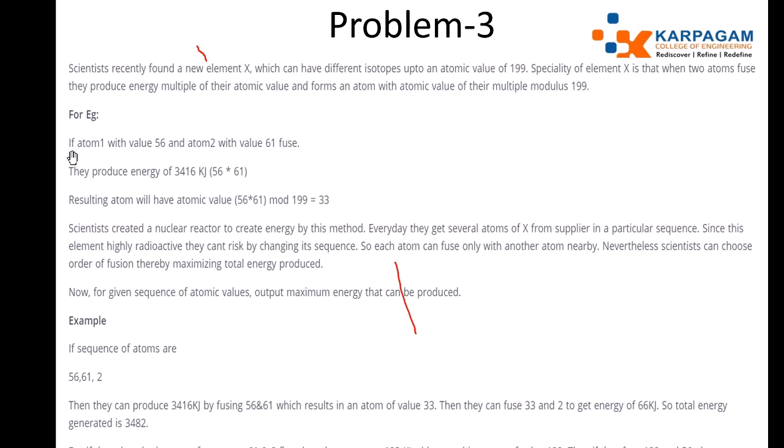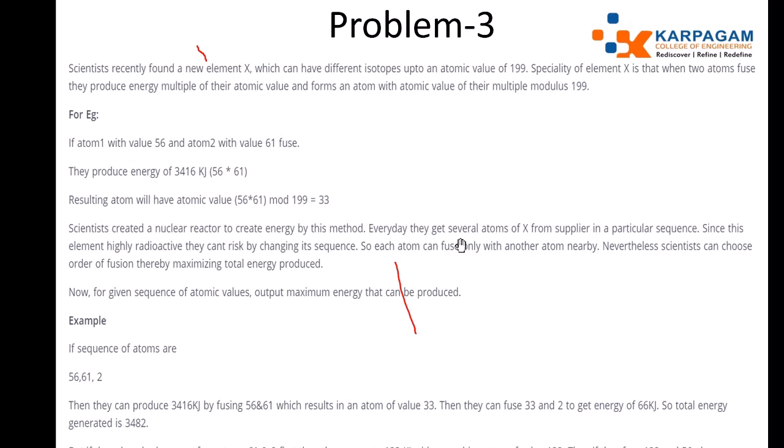For example, if atom 1 with value 56 and atom 2 with value 61 fuse, they produce energy 3416 kJ, it is 56 into 61. It's just multiplying 56 with 61. The resulting atom will have an atomic value of 3416 modulo 119 equal to 33. Scientists created a nuclear reactor to create energy by this method.